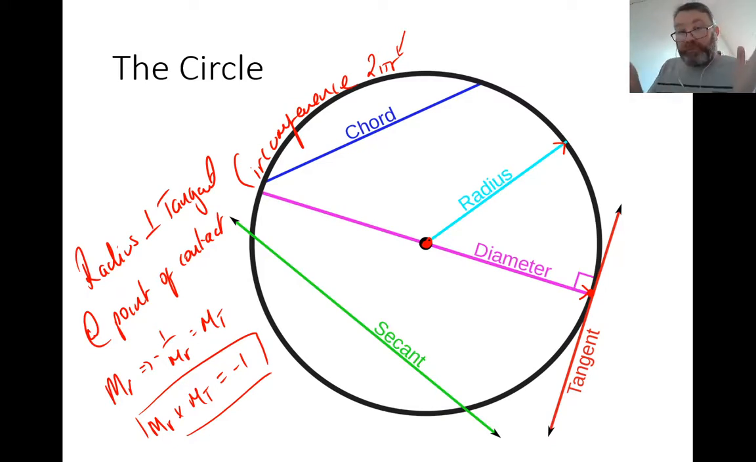Two other lines that we have drawn on this diagram here, the secant and the chord. Now what's the difference between them? You'll notice first of all that a chord joins one point on the circumference to another point on the circumference without going through the center.